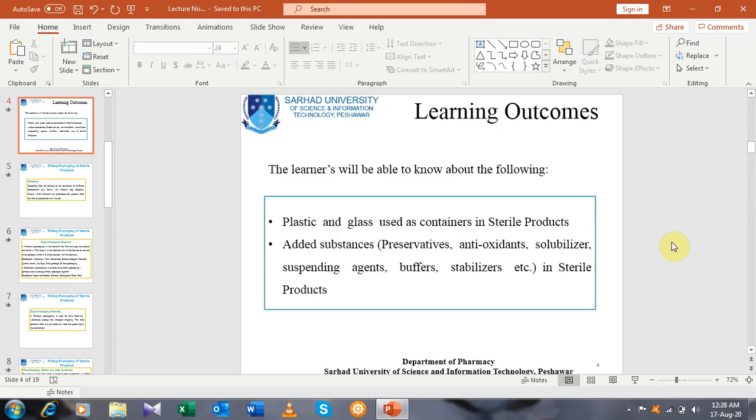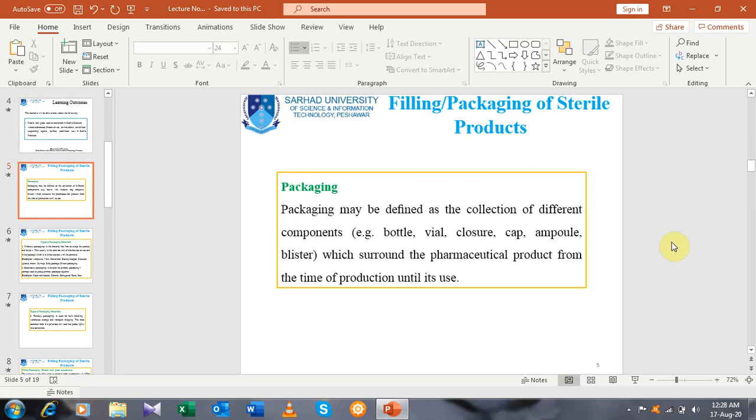Before the discussion of the plastic and glass container, we discussed in detail about packaging and what is meant by packaging, the definition of packaging, the collection of different components. The different components include the bottle, vial, caps, tube, and blister, etc. These components surround the pharmaceutical product from the time of manufacturing until it is used. Collect and combine these components, and then it is formed as packaging.